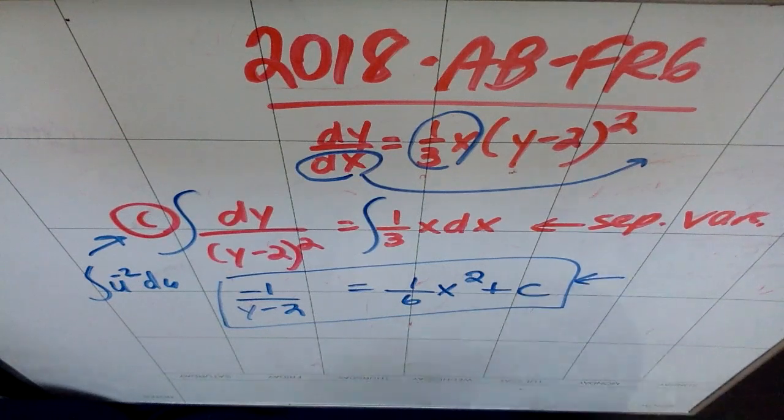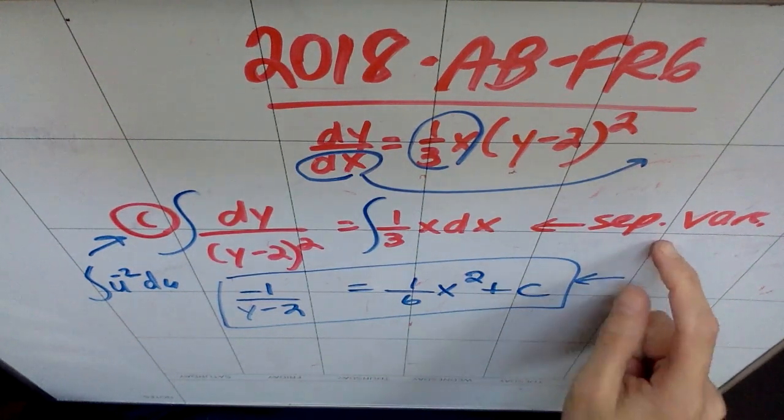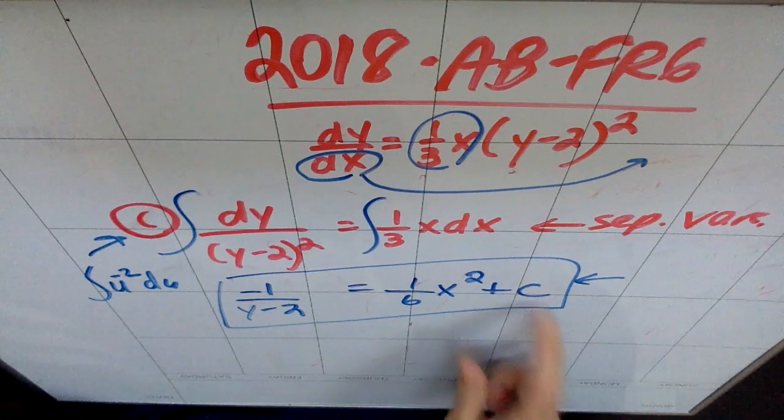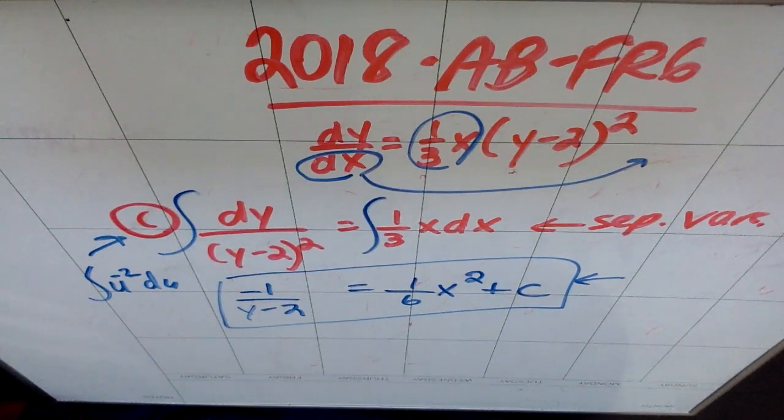So I have to find the antiderivatives for both sides. That's usually worth 2 points. So separating the variables is usually 1. Antiderivatives for both sides, usually 1 point each. Cool? Making sure you have a constant of integration, that's another point. Now, if the problem says solve for the particular solution y equals f of x, you have to solve for y. And unfortunately, this one said that.